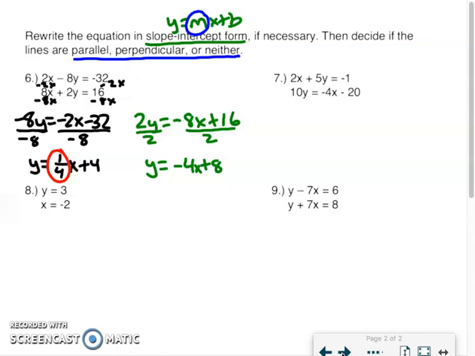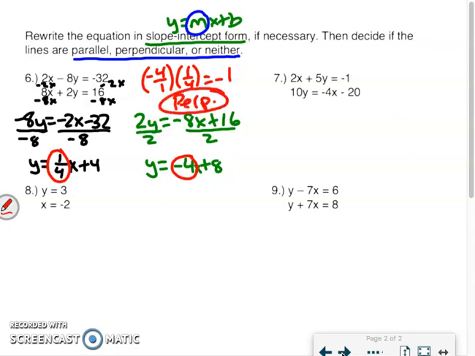All right, what's important here are the slopes. Negative 4, you could think about it as negative 4 over 1 if you want. Negative 4 over 1 and positive 1 over 4 are opposite and reciprocals. They multiply to negative 1. This is a perpendicular set of lines.